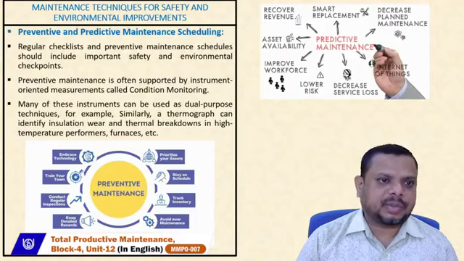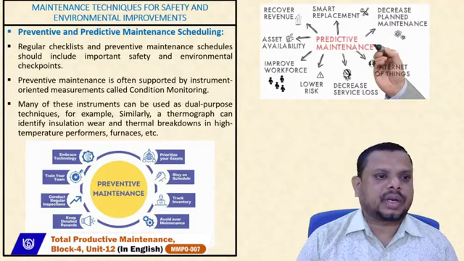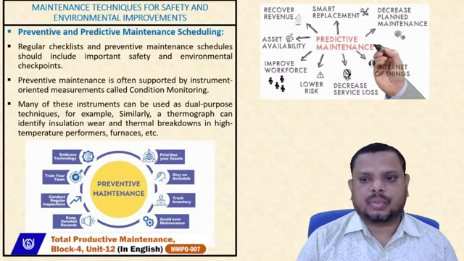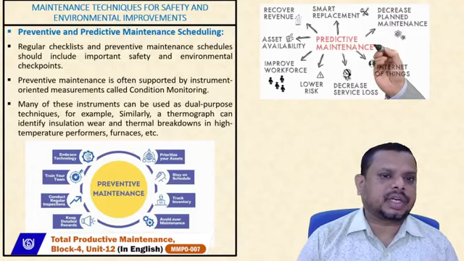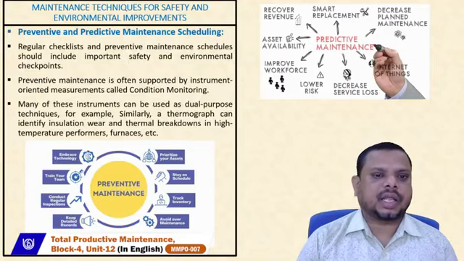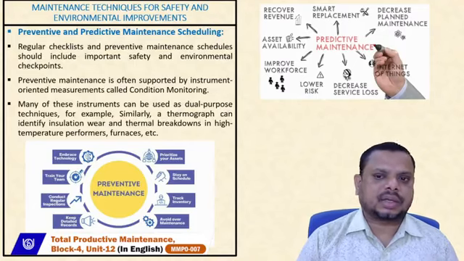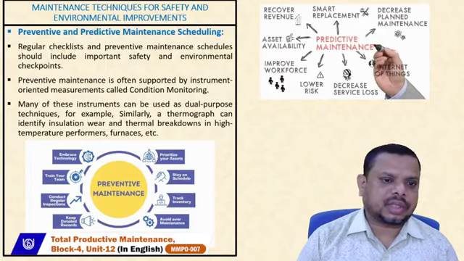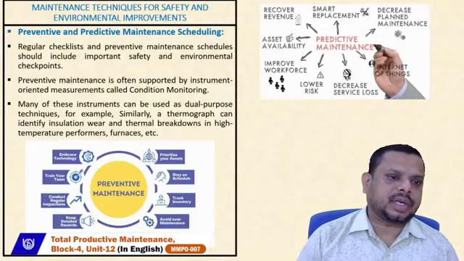So by combining these preventive and predictive maintenance schedules, point number one is that regular checklists and preventive maintenance schedules should include important safety and environmental checkpoints. Whenever you conduct preventive or predictive maintenance, you must include the safety and environment checkpoints, just like the temperatures, the wear and tear, the load factors, the noise factors, and the contamination of oil in the gearboxes. These are a few examples of checklists that should be done under preventive and predictive maintenance.